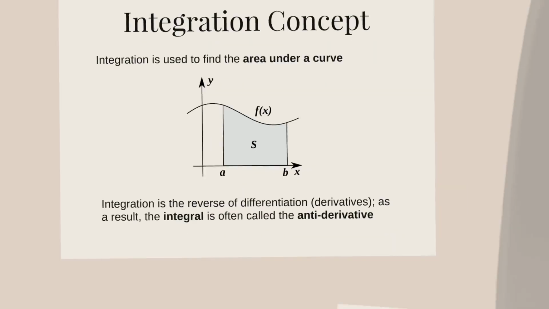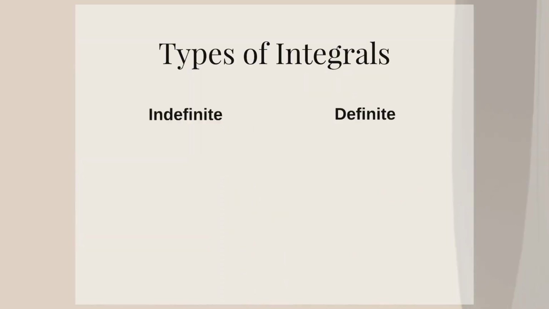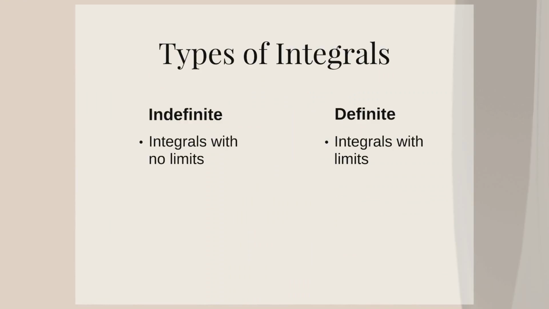All right, so some of the types of integrals: we can have indefinite integrals and definite integrals. Indefinite integrals are going to be integrals with no limits. This is when we're taking the integral from negative infinity to positive infinity, so every single bit of this curve is going to be considered. Definite is going to be integrals with limits, like the example I just gave you. If we were taking an integral from time 0 to time 10 seconds, that would be a definite integral since we're only concerned with a particular section of the curve.